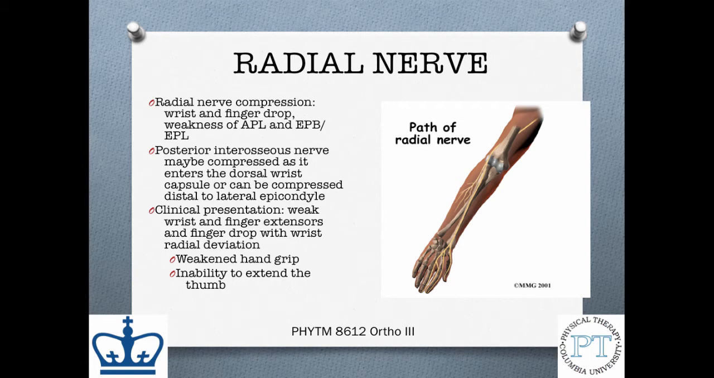So what do we see in our patients? We see, like I mentioned, weak wrist and finger extension. We can see finger drop, and with wrist extension, radial deviation. The patient has a weakened hand grip and they're unable to extend their thumb.